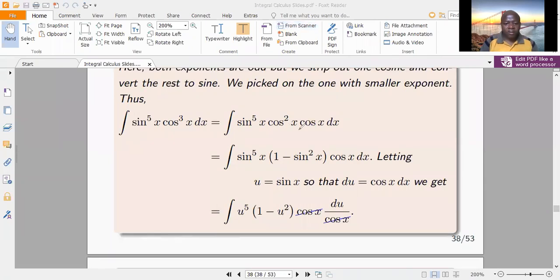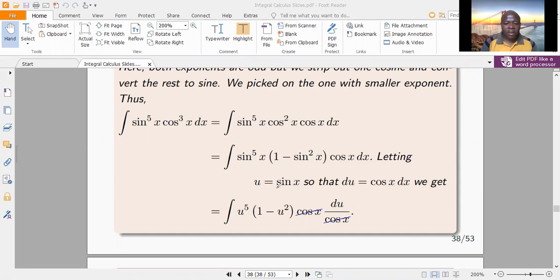So this way we've stripped out one cosine, and we will know the reason. We'll say that because the exponent was odd and was smaller than the other odd exponent here. So when we convert this to sine, this is what we have: 1 minus sine x raised to 2.